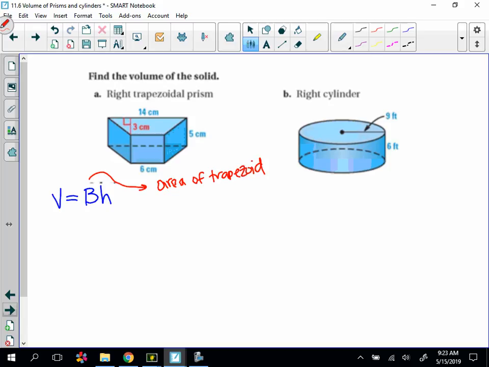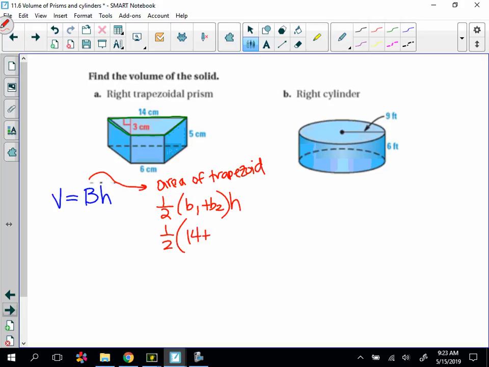Okay, so let's do a little calculation off to the side. The formula for area of a trapezoid is 1/2 base 1 plus base 2 times the height. The bases are parallel to each other. So I'm looking at just one of these trapezoids right here. Okay, so I have the 1/2. The two bases in my trapezoid are parallel to each other. So 14 is one of them.